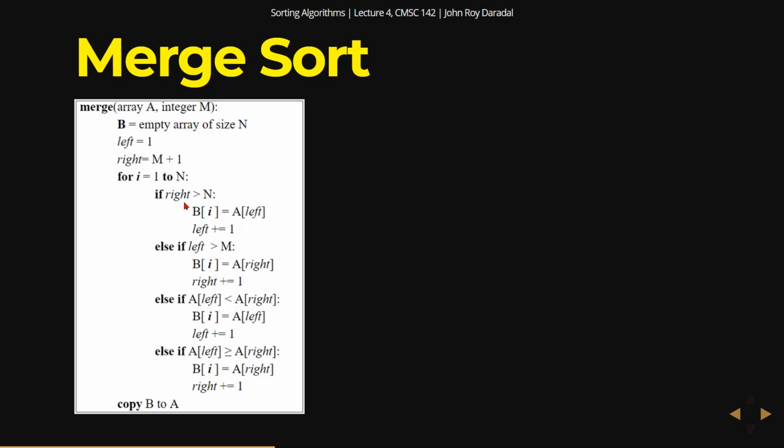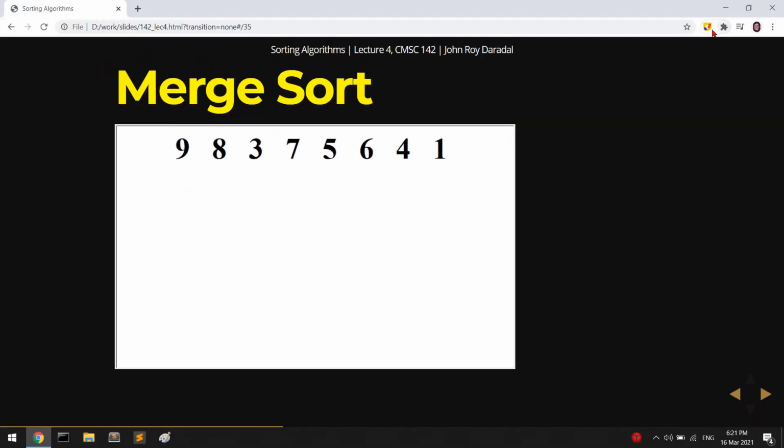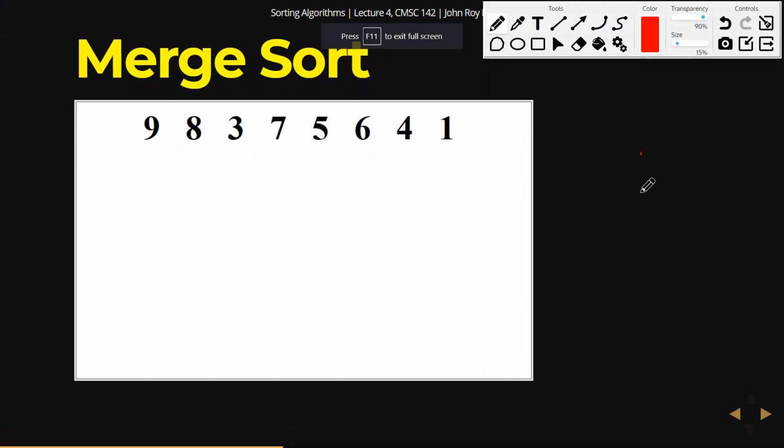But basically, we're just comparing which of the two, A sub left or A sub right, is greater, or sorry, smaller. Whichever is smaller gets copied first, and then you move forward to the next one. Okay, so yeah, let's show an example to make this easier to understand.